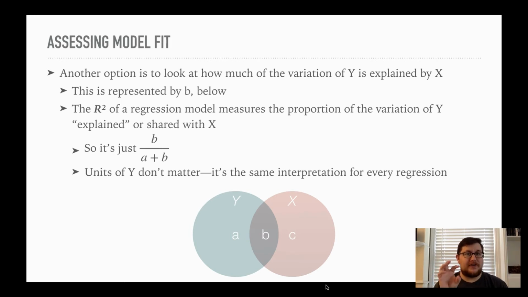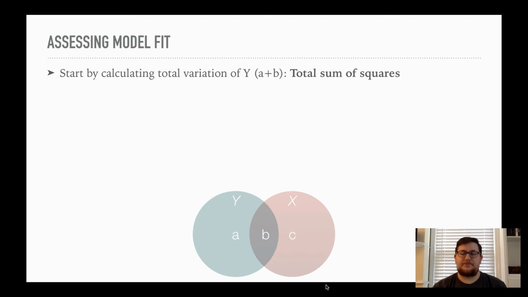It's the proportion of variation in our dependent variable that is accounted for by including our independent variables. So we start by calculating the total variation of y. So that's A plus B. We want to know what the size of this circle is. This is known as the total sum of squares.